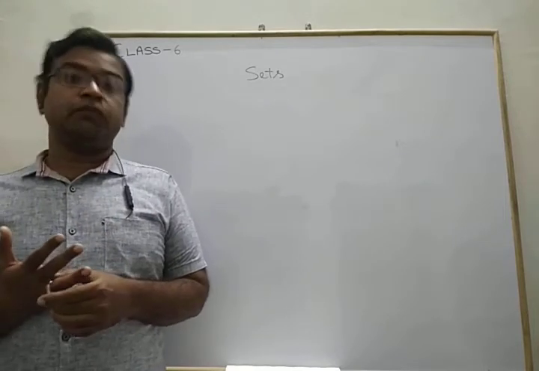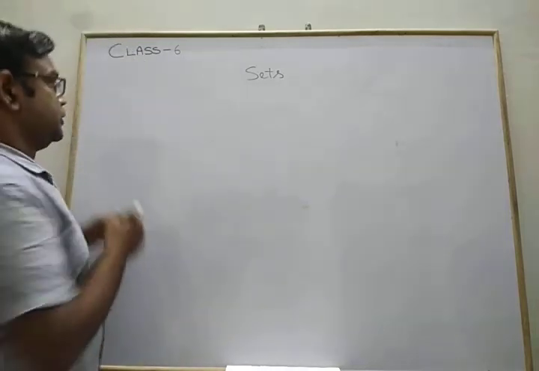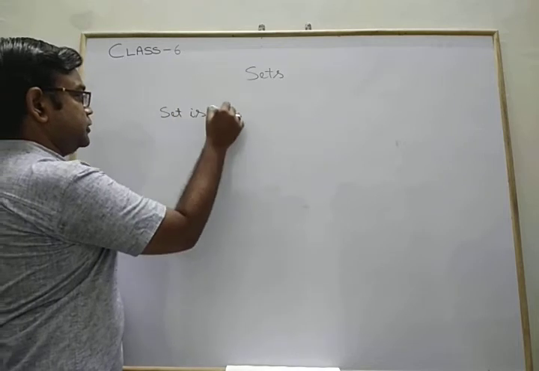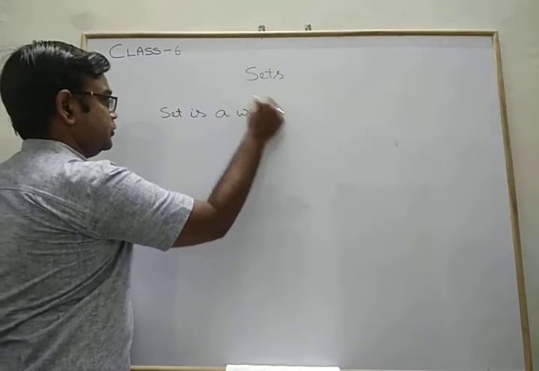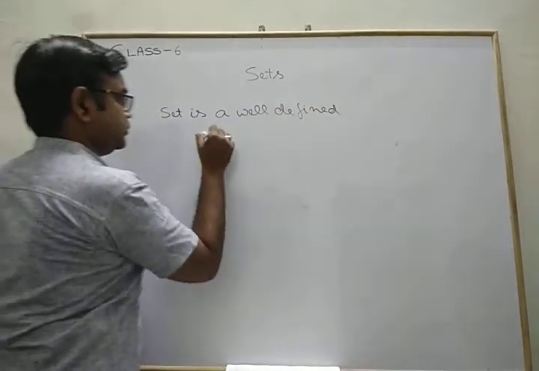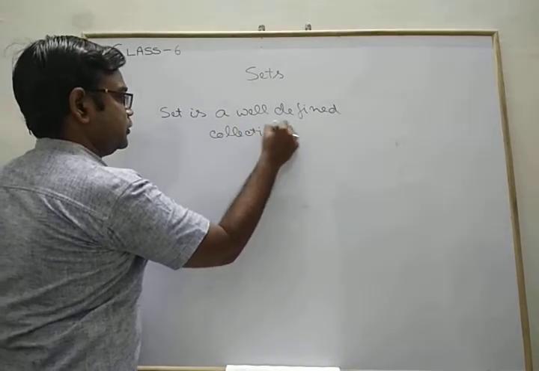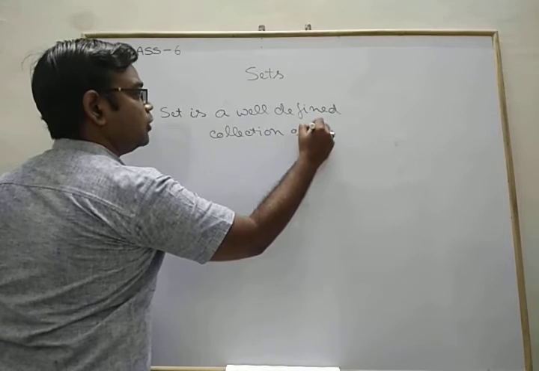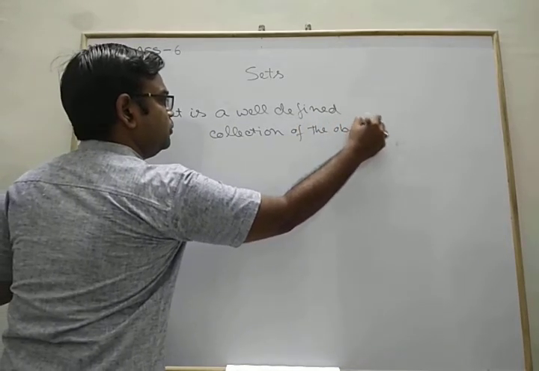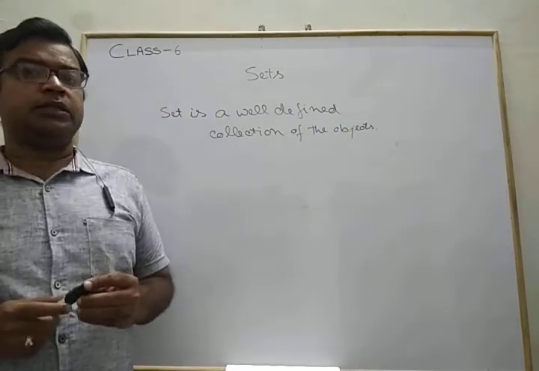So this is your collection, and this thing is known as your set. So by the definition, what is a set? A set is a well-defined collection of objects. Objects, we can use anything: objects, elements, etc.